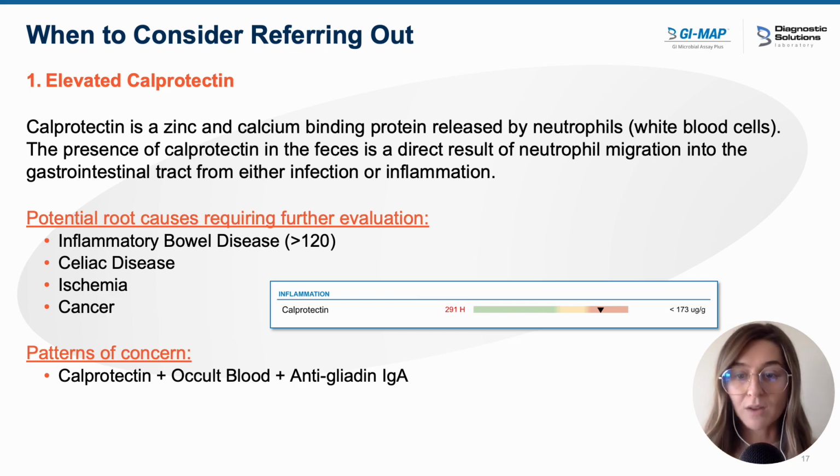Have you ever had a colonoscopy? Is there somebody in your family that has a history of colon polyps, colon cancer, inflammatory bowel disease? If any of these answers are yes, I would start thinking about, okay, maybe this person needs to have a colonoscopy done or some sort of imaging. And if that is outside of your scope of practice, then this is when you would want to consider referring.